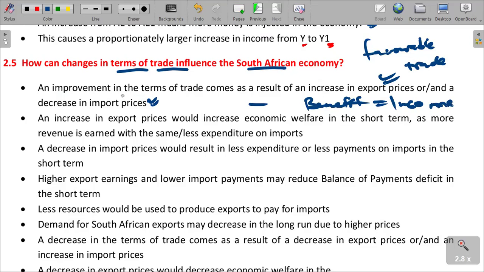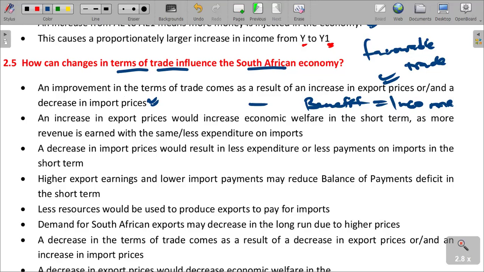We are saying it comes as a result of an increase in exports. Export prices must increase, which means to say the country is benefiting, South Africa is benefiting if prices increase, or else it can also be as a result of a decrease in import prices, because at the end of the day we want a positive balance of payment or a positive terms of trade.